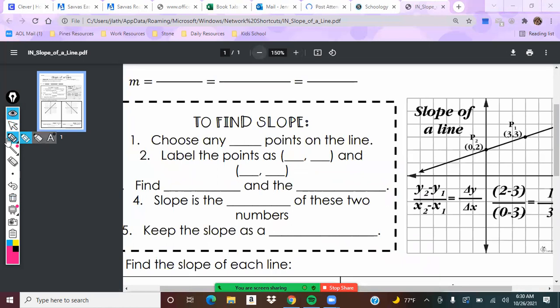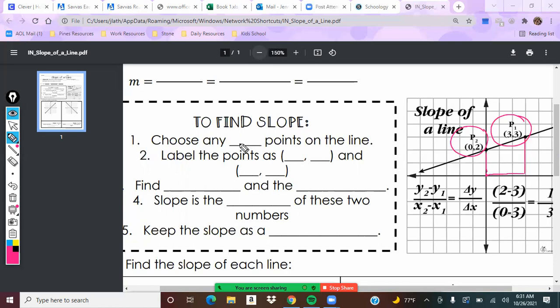So the first point that they gave us is 0, 2, because if you look, it is 0 on the x-axis and 2 up on the y. All right, so you're going to fill that in and do the math. The other point they gave us is 3, 3. It's 3 to the right on the x and 3 up on the y. So 3, 3 and 0, 2 are the points that we're going to use.